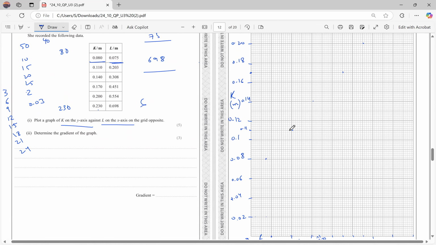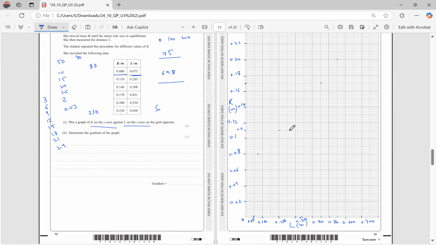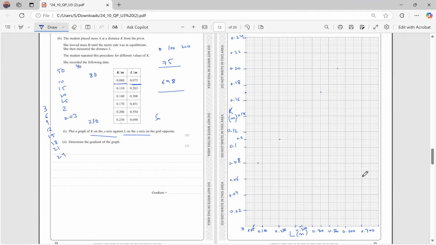The last point is 0.23. I'll zoom out a bit. 0.698. So this is 0.69, and then this would be just to the left of 0.7. So somewhere here. And the other point is 0.23. So we go all the way up till here, 0.23, this center line. Okay.